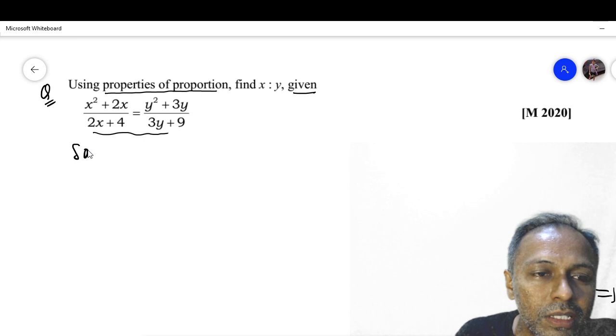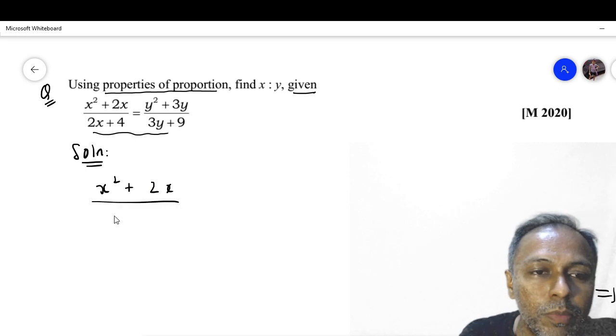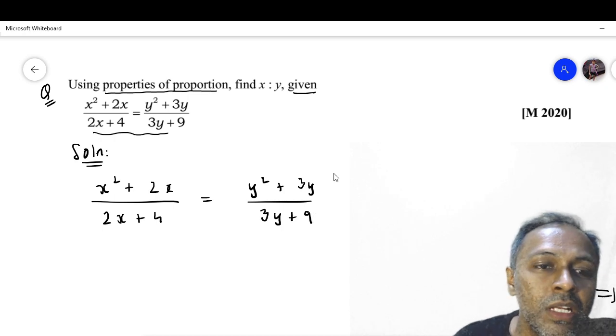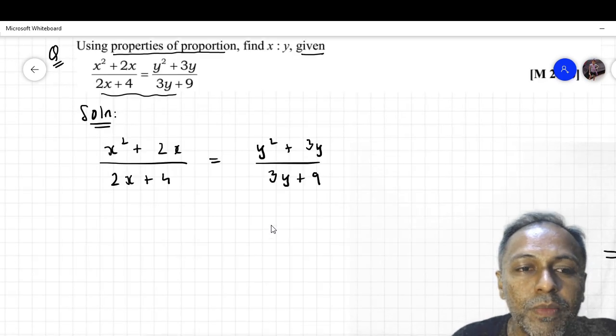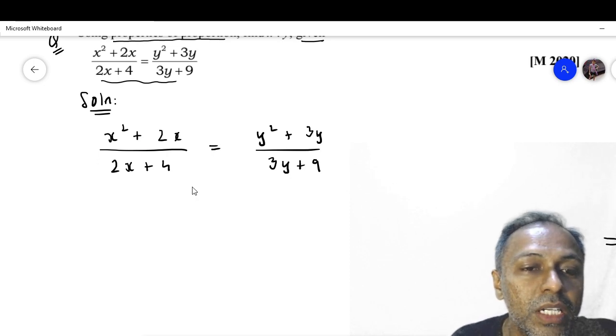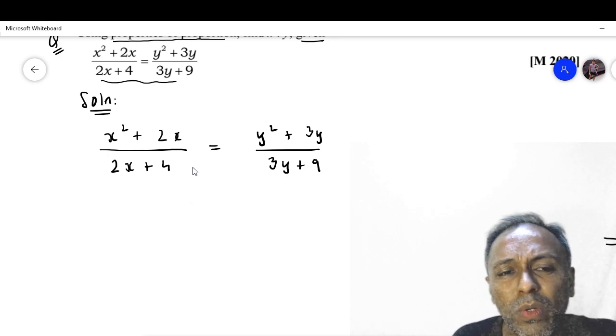So let's begin. Let's begin by writing x square plus 2x upon 2x plus 4 is equal to y square plus 3y upon 3y plus 9. Now, unlike the older problems where I said that if you have conjugate terms of each other, you can start with componendo and dividendo, here there is no connection.